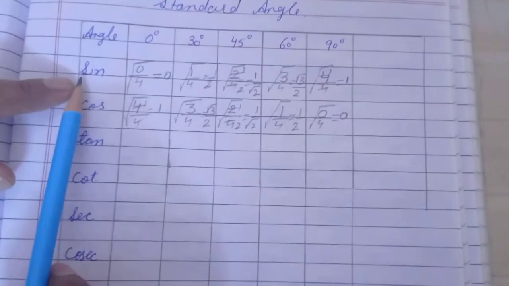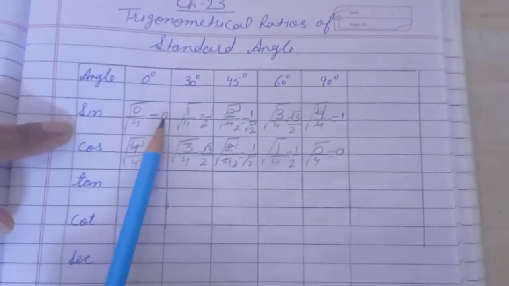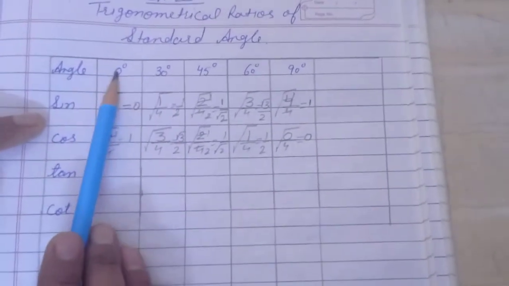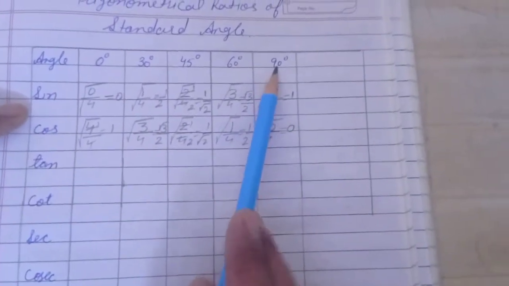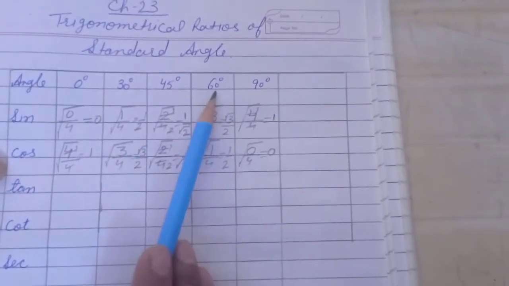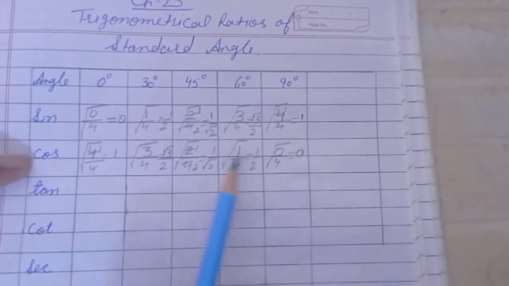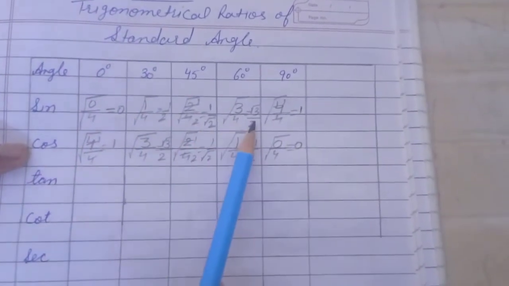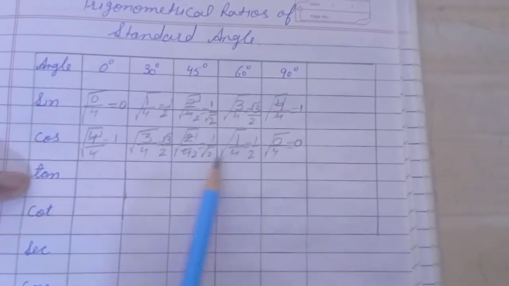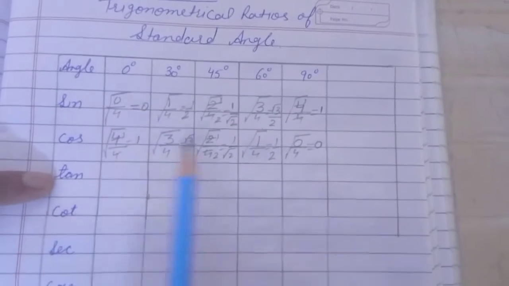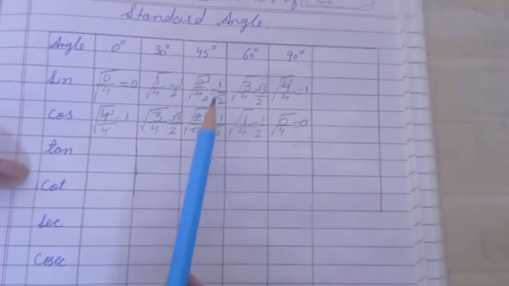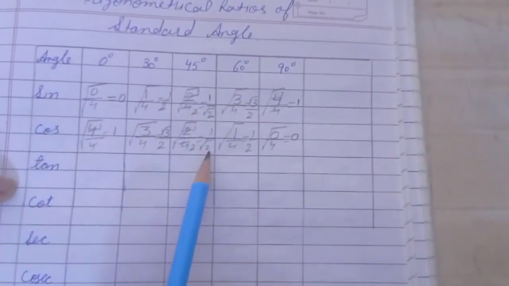Look children, you can see that sine 0 is equal to 0. Cos will have the same value at 90 degree. Sine is 0 at 0 degree and cos is 0 at 90 degree. Then sine is 1 by 2 at 30 degree and cos is 1 by 2 at 60 degree. So you can see the values are in the reverse order. 0, 1 by 2, 1 by root 2, root 3 by 2 and 1. And 1, root 3 by 2, 1 by root 2, 1 by 2, 0. So these values are the same but in the reverse order. At 45 degree, both the values are the same. Clear? At 45 degree, sine and cos will have the same value.